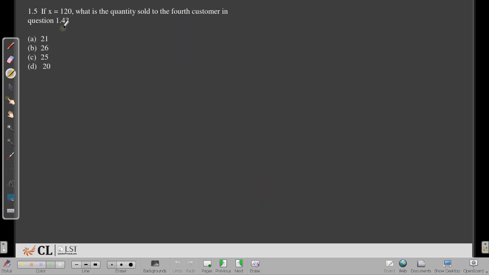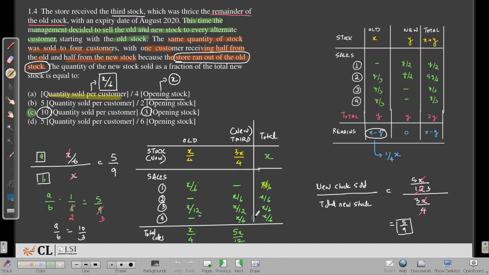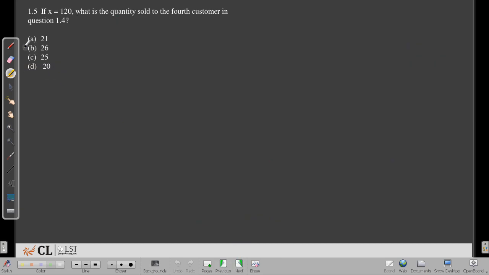Let's look at 1.5. X equals 120. What is the quantity sold to the 4 customers in 1.4? Quantity sold to the first customer is x by 6, which means we are looking at 120 by 6. That would be equal to 20. And this was an easy question.